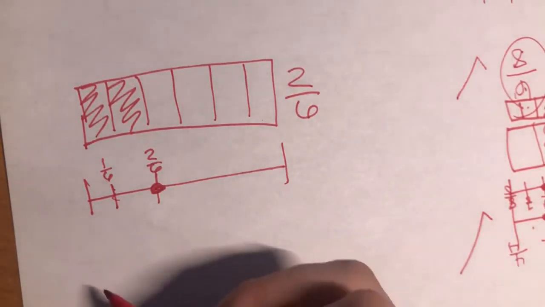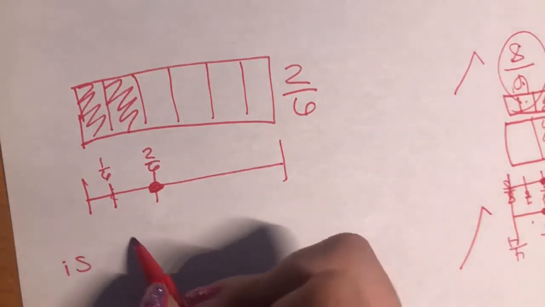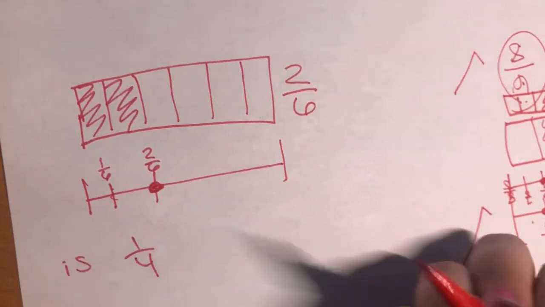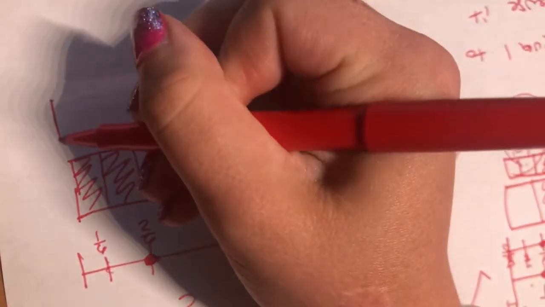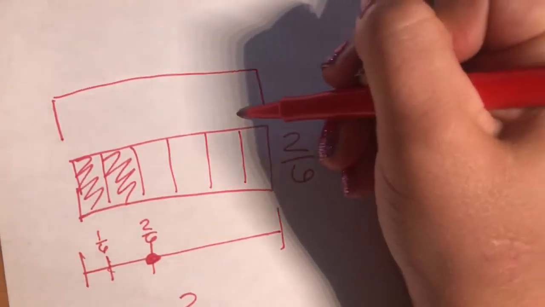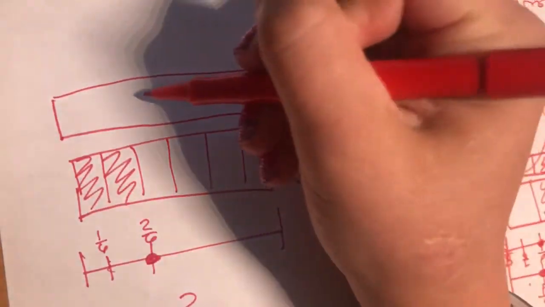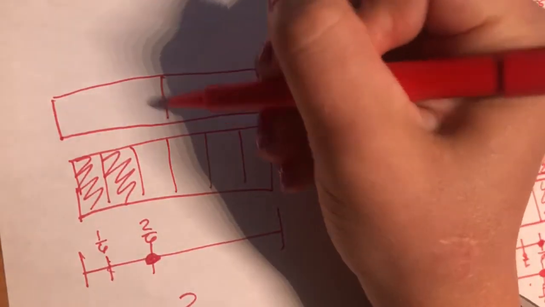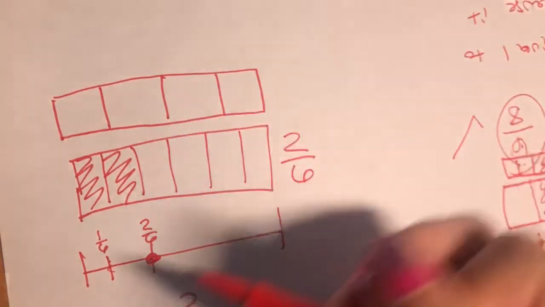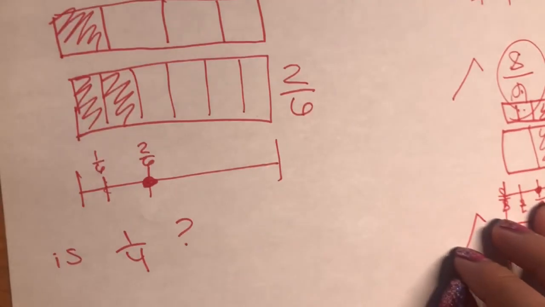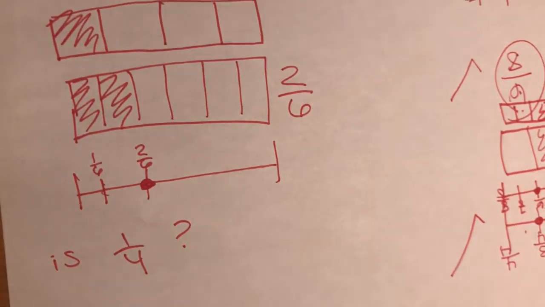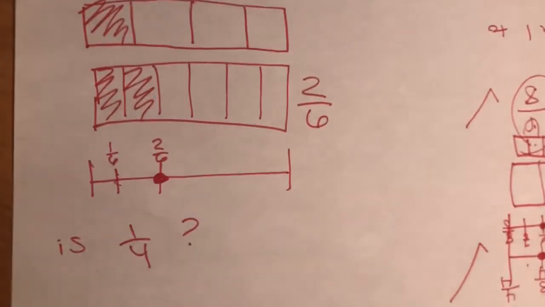So I could say, well, is 1/4 equivalent to 2/6? Well, let's find out. I can draw it here and partition it out into 4ths and 1/4. Well, that's not equivalent because it doesn't represent the same amount. It could be as simple as that. So I hope that helps. Please let me know. If not, we can go into depth a little bit more.